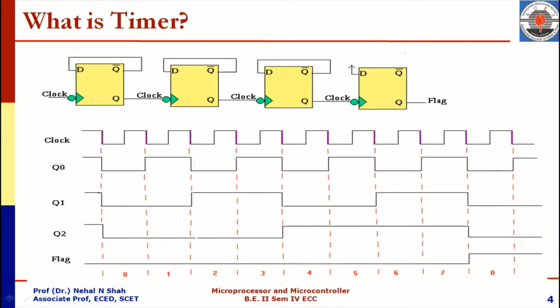First of all, let us understand what we mean by timer. Over here in this diagram, 4 D flip-flops are shown. Q bar output of the first 3 flip-flops are connected with the D input. Negative edge of the clock is given, which is shown over here with all 4 flip-flops.